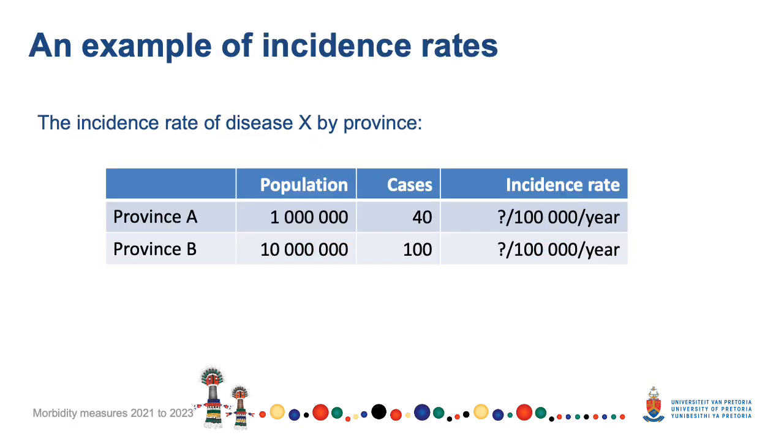Here we have incidence of disease in two different provinces. In the first province, there are 40 cases. In the second province, there are 100. At face value, we may think, oh, the people in province B have got a much higher risk. But is this really so? Notice that the populations are very different. Province A, population 1 million, B, 10 million. We need to convert these to rates, incidence rates, in order to compare and decide who has the higher risk.